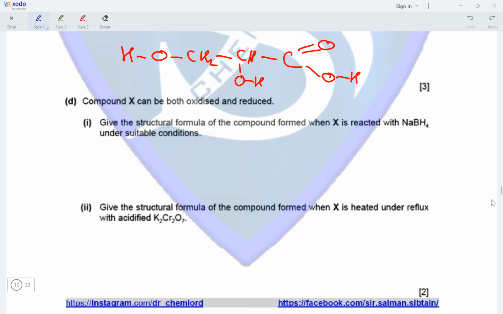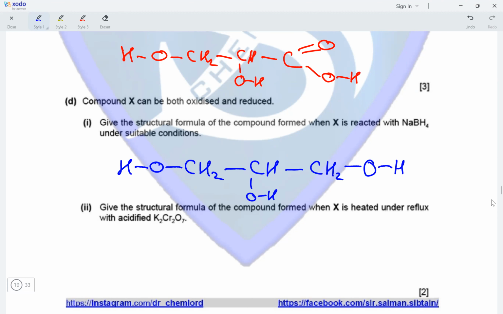Can compound X be both oxidized and reduced? Yes, because alcohol groups are present, they can be oxidized, and an aldehyde group is present that can be oxidized as well as reduced to a primary alcohol. Give the structural formula of the compounds formed when X is reacted with NaBH4 under suitable conditions. So the aldehyde group would be reduced to a primary alcohol, which would mean that the two OH groups present remain as they are, attached to a CH2 group and a CH group, but the CHO group is converted into CH2OH. So this is the product upon the reaction of compound X with NaBH4.